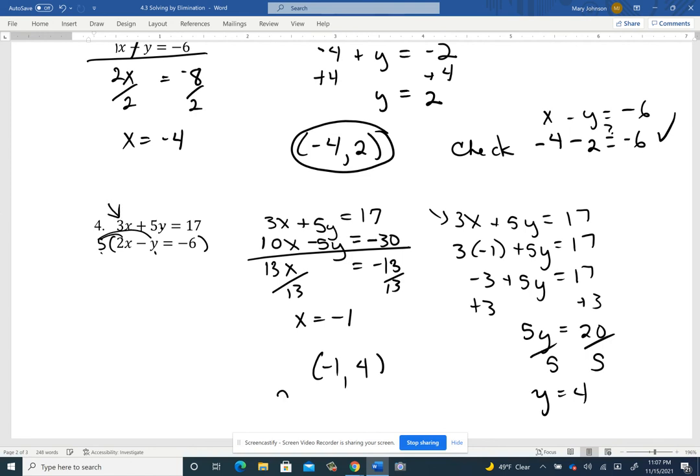So my check would be take the -1 and put it in where x is, 4 in where y is in the second equation and see if it works. -2 minus 4 does equal -6. We know we're right.